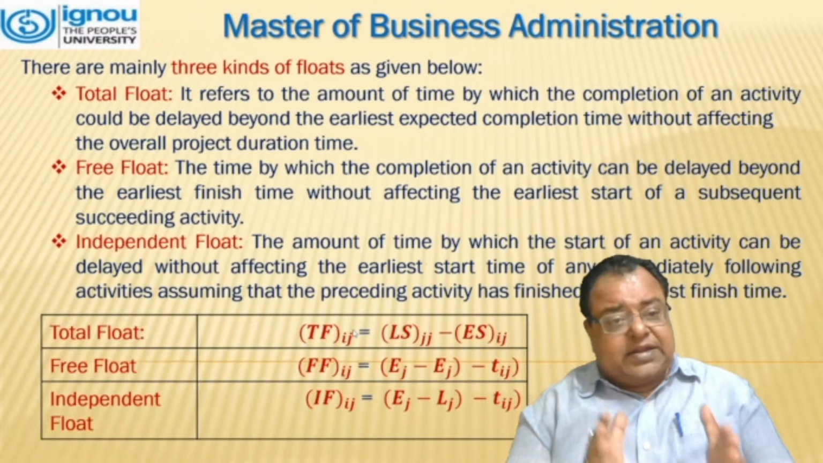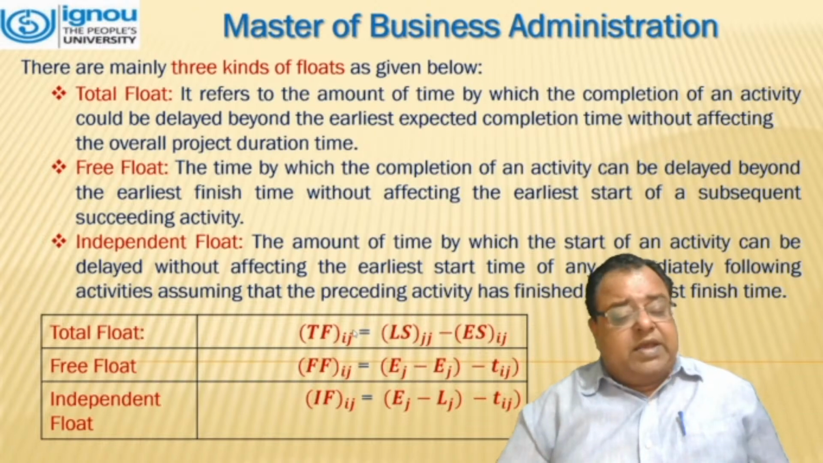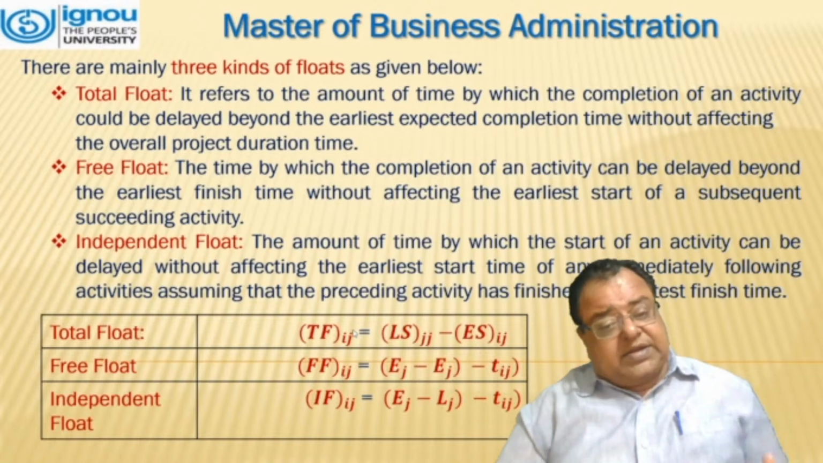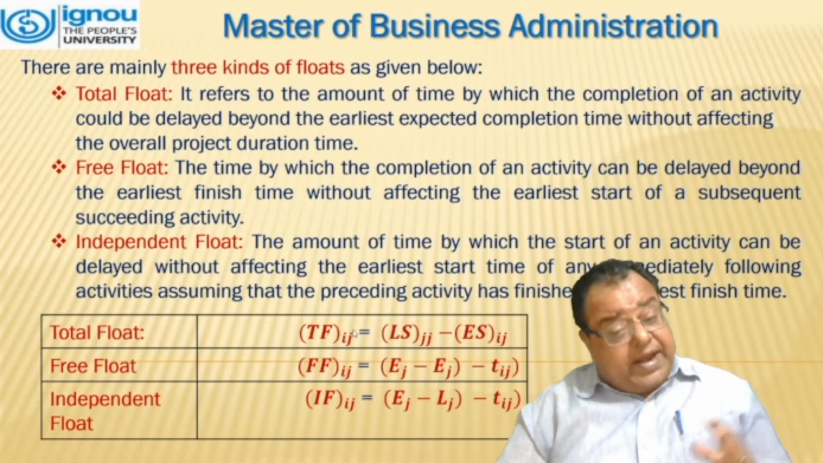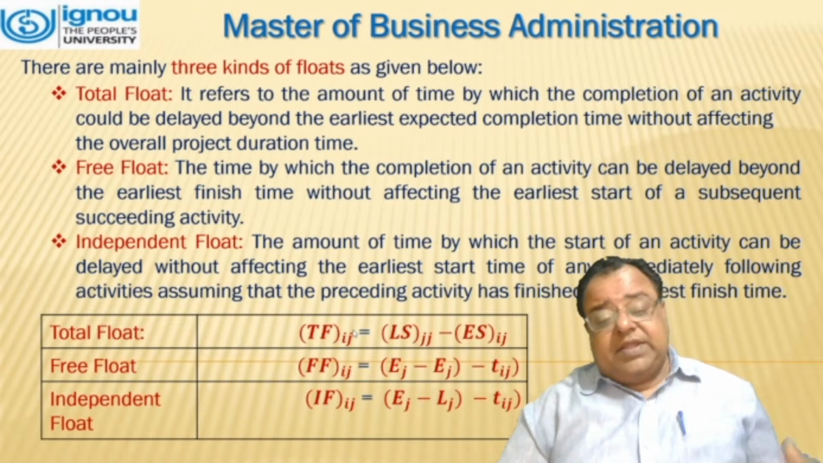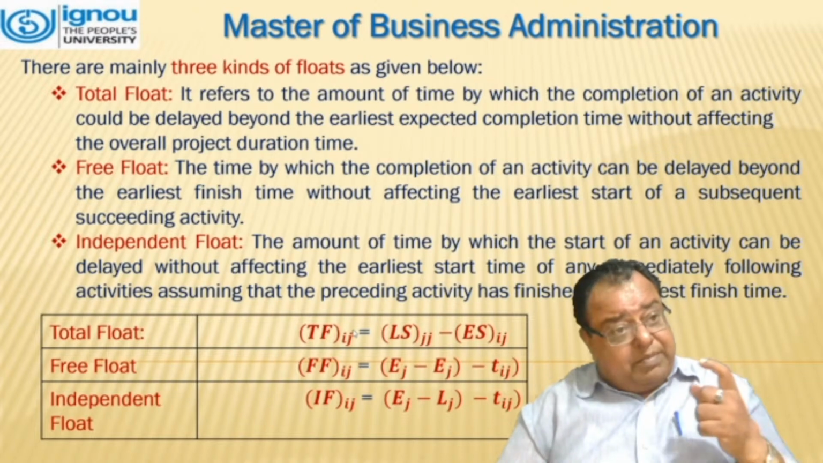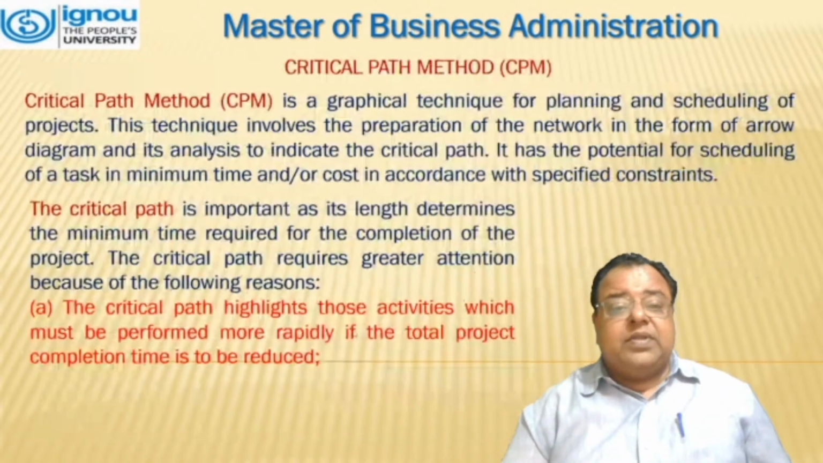So mathematically, we can say that total float TF(i, j) is equal to latest start minus earliest start. Free float, represented by FF, is the difference E(j) minus E(i) minus T(i, j). And independent float is the difference E(j) minus L(i) minus T(i, j).